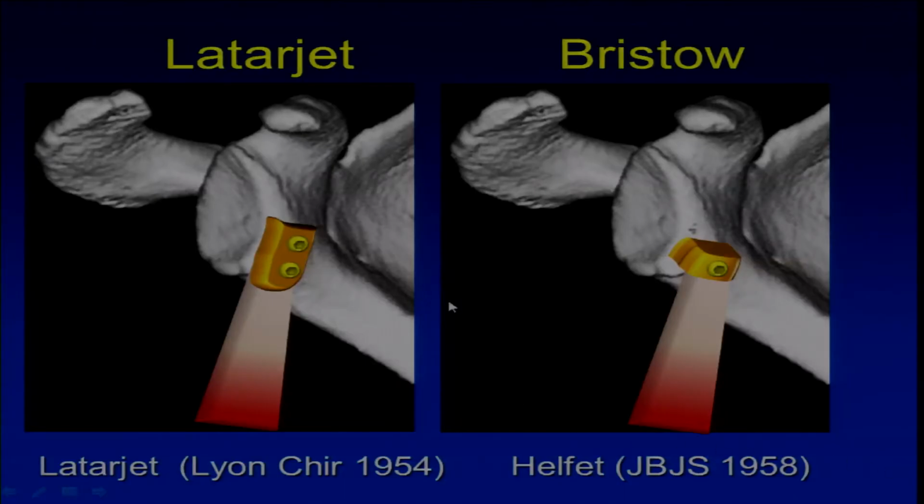These days, the Latarjet procedure is very commonly performed because, comparing with the Bristow, in Bristow the coracoid process is standing, and you can use only one screw. But instead, in the Latarjet procedure, you can use 2 screws, and you have a wide contact area, more stability of this coracoid process.